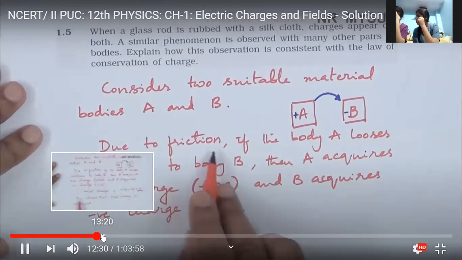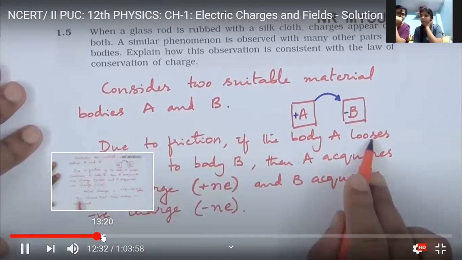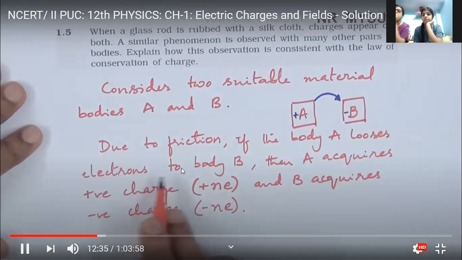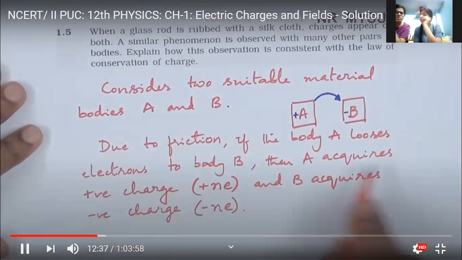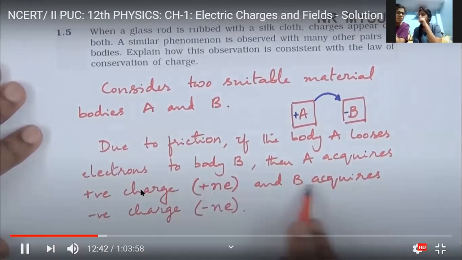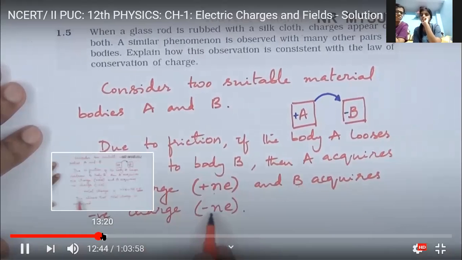Due to friction, if the body A loses electrons to body B, then A acquires positive charge, that is +Ne, where N is the number of electrons, and B acquires negative charge, -Ne.